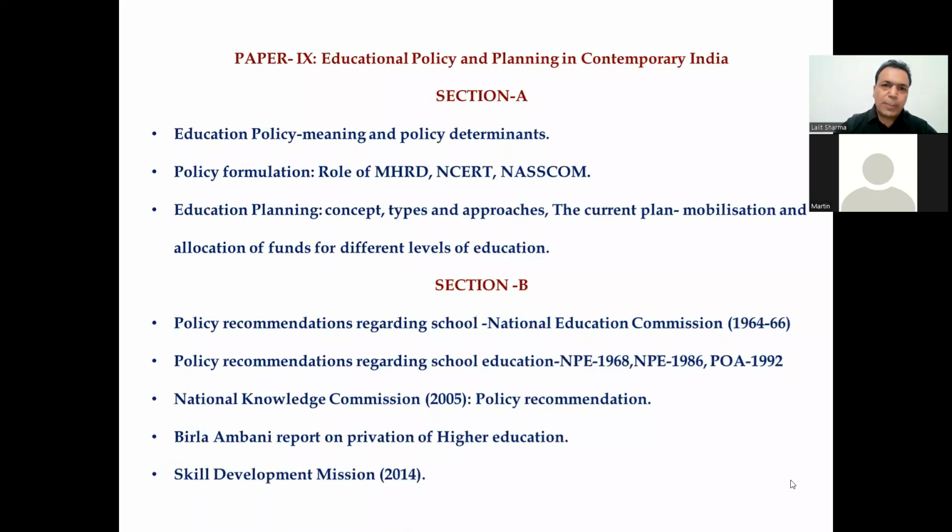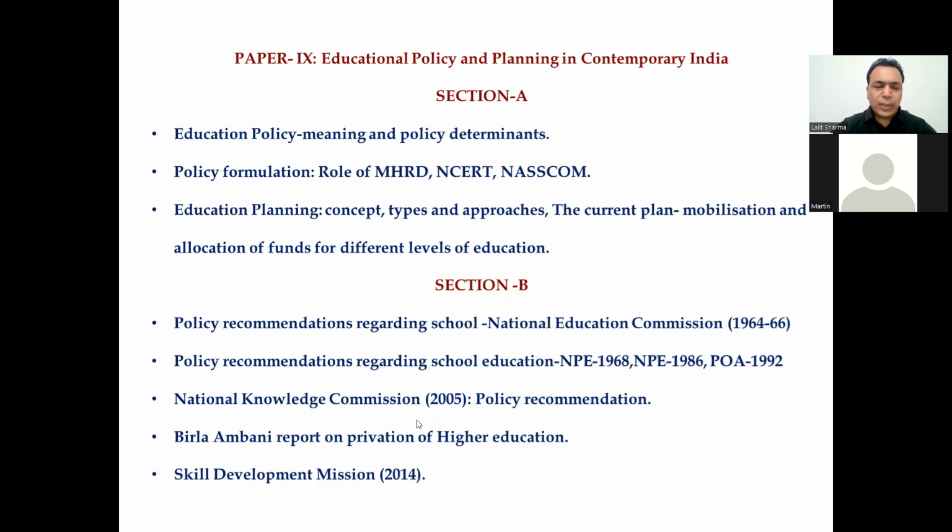So next we talk about paper 2, educational policy and planning in contemporary India, right? So here in section A, again, there are 3 topics, and in section B, there are 5 topics. In section A, we have to talk about education policy, meaning and policy determinants. Education policies are made by the government from time to time. Okay, so we have to talk about this, and policy formulation.